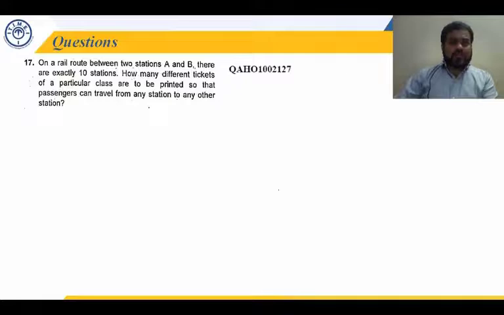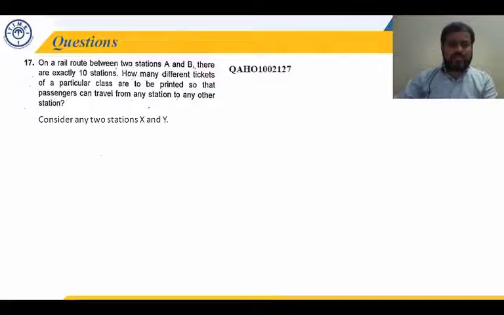Okay, let's look at this example. Question number 17. On a rail route between 2 stations A and B, there are exactly 10 stations. So between A and B, there are 10 stations. So if you include A and B, then there are a total of 12 stations. How many different tickets of a particular class are to be printed so that passengers can travel from any station to any other station? Okay, fine.